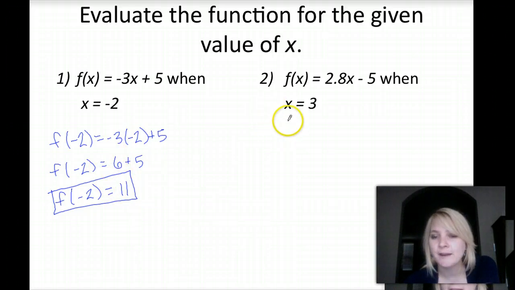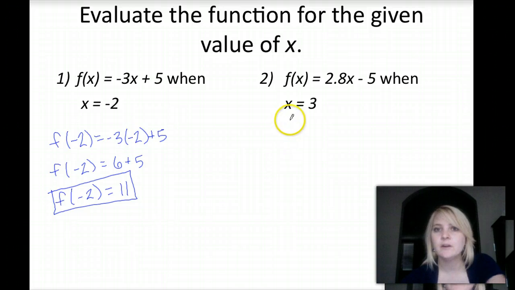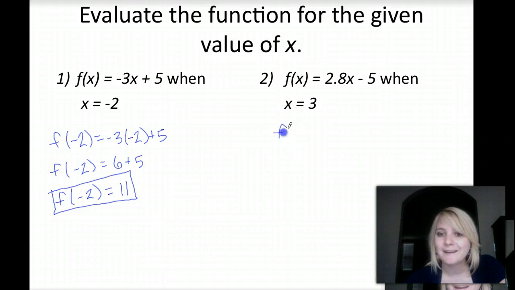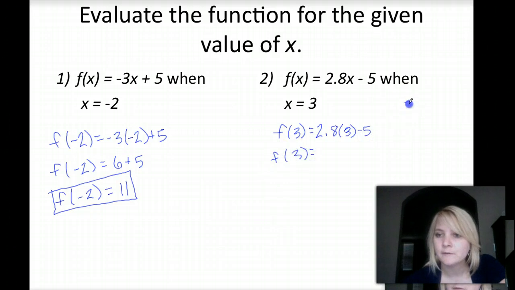Number 2, we have f of x equals 2.8x minus 5 when x equals 3. So once again, wherever we have an x value, we're going to substitute in the value 3. So we have f of 3 equals 2.8 times 3 minus 5. So 2.8 times 3: 3 times 8 is 24, carry the 2, 3 times 2 is 6, plus 2 is 8, move the decimal over one time, so this equals 8.4 minus 5.